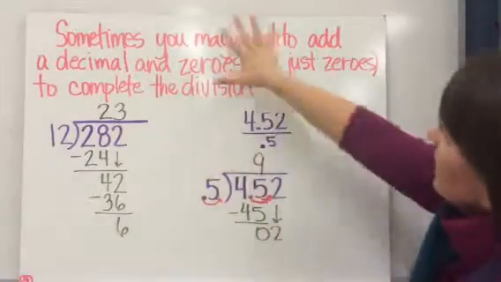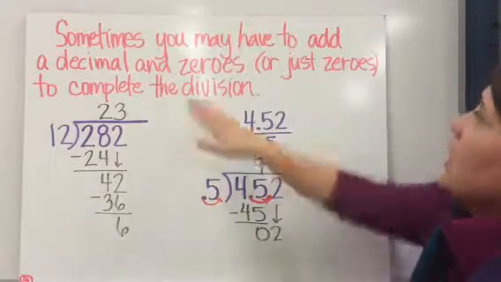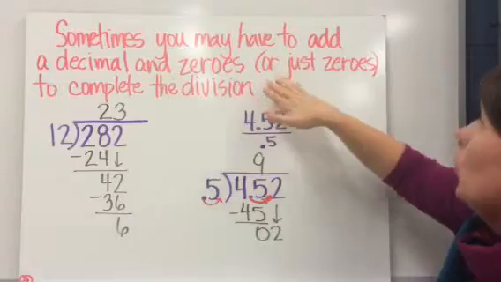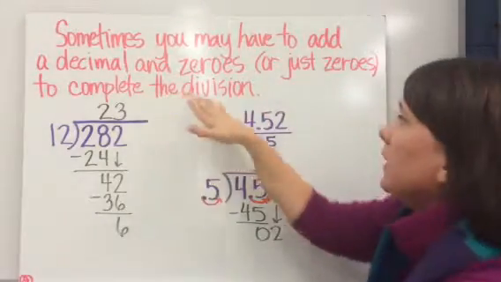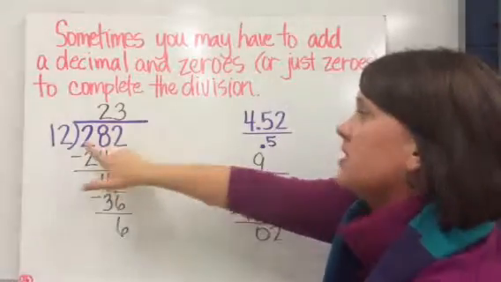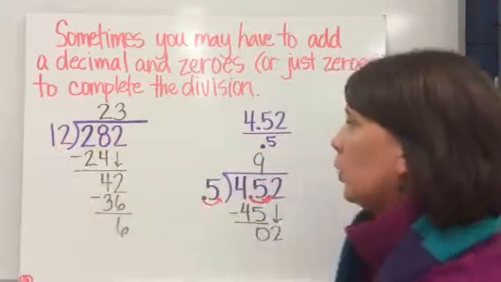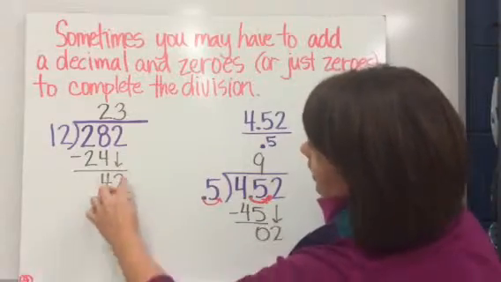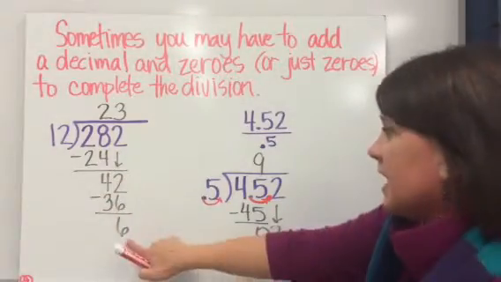All right, something else that you might need to know about division. Sometimes you may have to add a decimal and zeros or just zeros to complete your division. I've got 2 different examples here. Let's look at this one first. This is a whole number divided by a whole number. And I've already started the work and I've gotten the process. I've brought down the 2 and I've divided and I have 6 remaining.